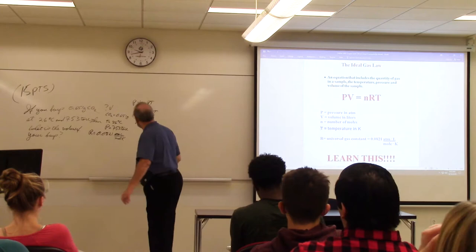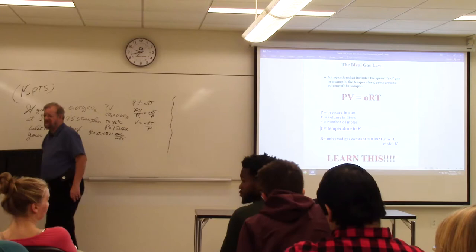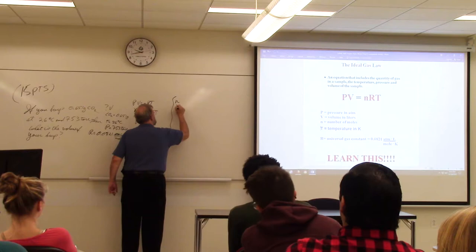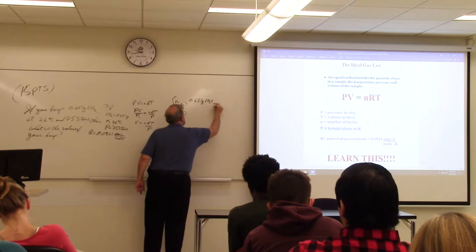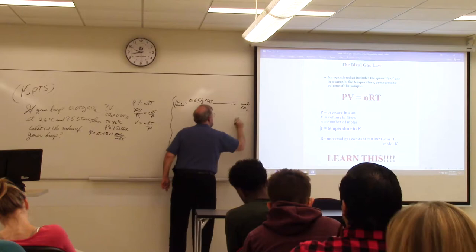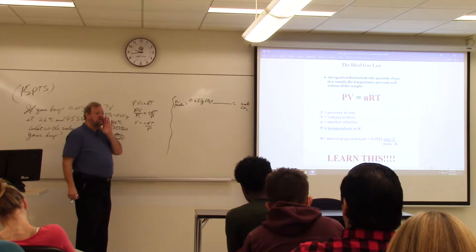Let's do n first, because I'm just starting this way. And n is moles. And we have 0.651 grams CO2 and I want to get the moles of CO2. How do I use that? Use your good buddy, your good friend, dimensional analysis. And whatever I'm trying to get, can you guys see this?